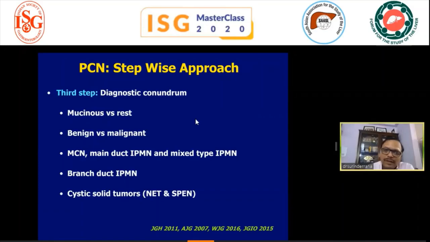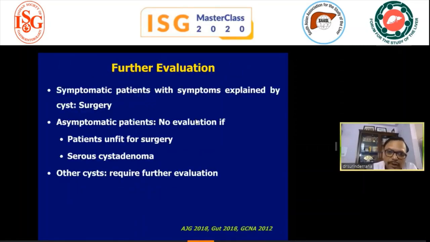Once we have done MR, we've reached the most important and difficult third step, which is a diagnostic conundrum, where we want to differentiate mucinous versus rest, benign versus malignant, mucinous main duct, mixed type, branch duct, and then finally cystic solid tumors like NET and SPEN. Here you need to pause and see whether you need to evaluate these patients further or not. If patients are symptomatic and the symptoms are explained by the cyst, that means you have pressure symptoms, then obviously you have to offer surgery to these patients.